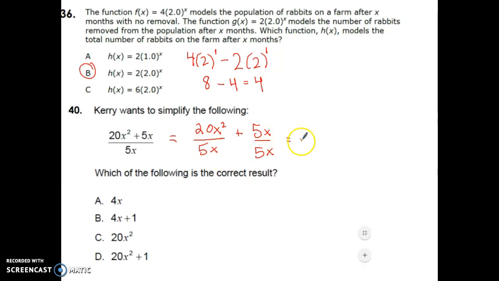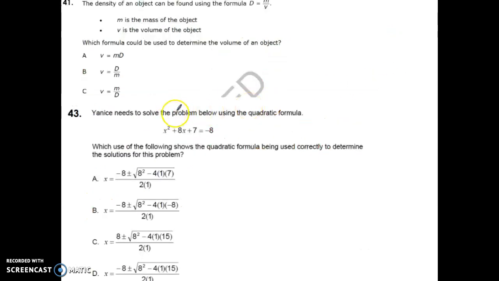Well, 20 divided by 5 is 4. X squared divided by x, remember we subtract here, so we get x. And then 5x divided by 5x is just 1. Simple. All right, so 4x plus 1. B again.